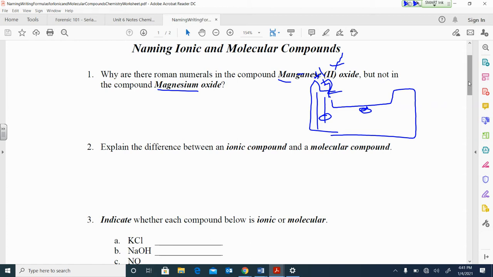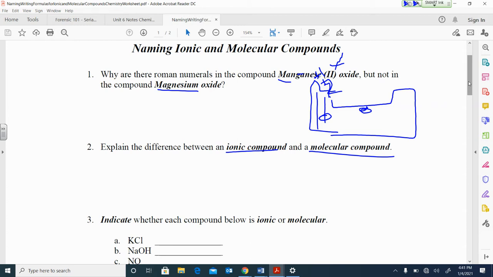All right, next one says, explain the difference between an ionic compound and a molecular compound. Again, this is like the biggest takeaway. If you can't tell me the difference between ionic and molecular, you need to. You need to today. You need to fix it. You need to get it back in your brain because it's not going away. The rest of the year, you have to know the difference between these two to really understand anything else.